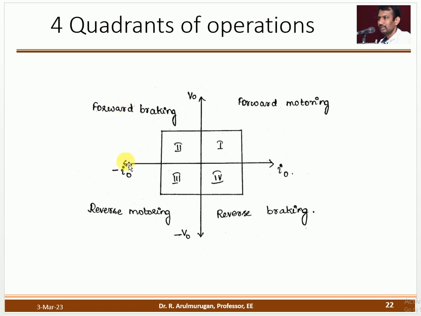Negative the current, positive the voltage, negative the current. It's quadrant number 2, forward braking. It is called a boost converter, or step up converter.